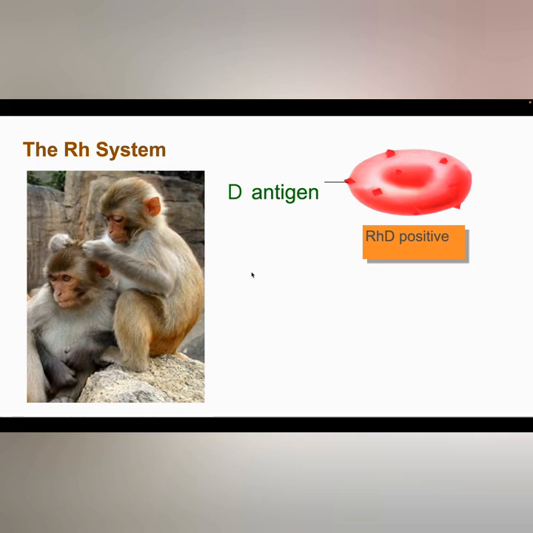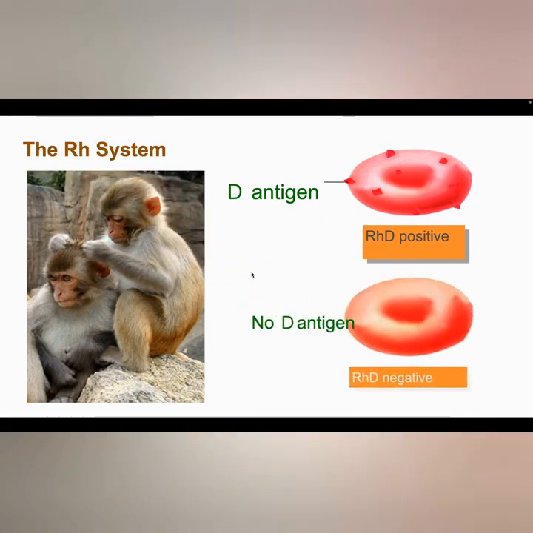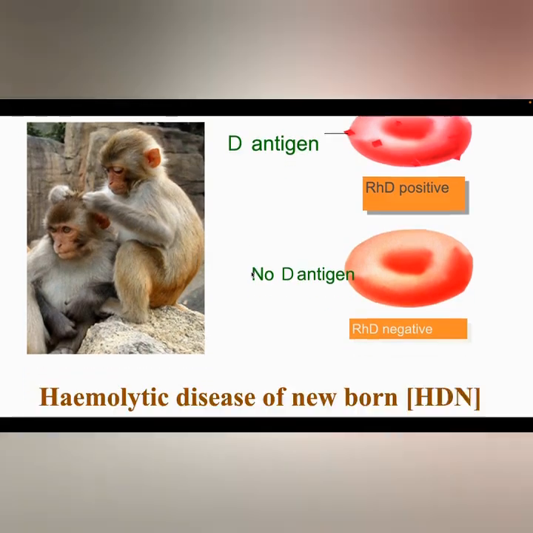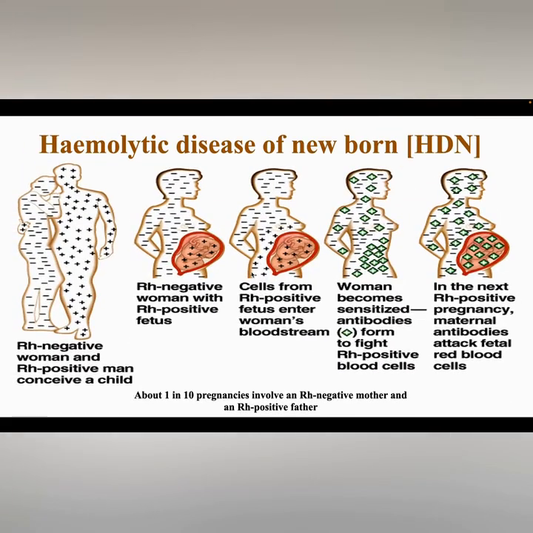That means I'll tell you how it is more antigenic. People having D antigen on the membrane of the RBC are called Rh positives. The same way, people who do not have the Rh antigen on the membrane of the RBC are called Rh negatives. So, when a Rh negative woman or mother marries a Rh positive man, conceiving a child, see, Rh negative mother with Rh positive fetus develops.